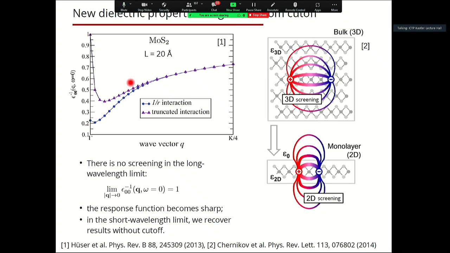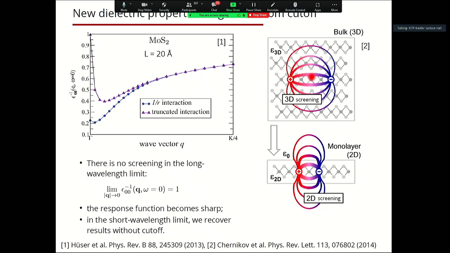For the case of the truncated interaction, epsilon minus 1 goes to 1, and this means that there is no screening in the long wavelength limit. If you do not cut off the interaction, you end up with a finite value. And this can be described with this cartoon here, in which we imagine to have an electron and a hole, and we consider the screening between them. So long wavelength limit means that the two charges are very far away from one another.